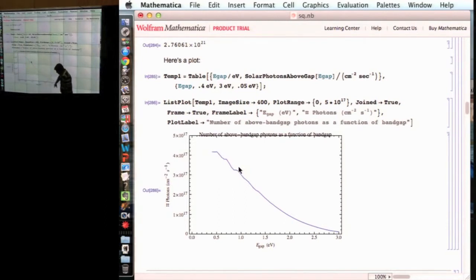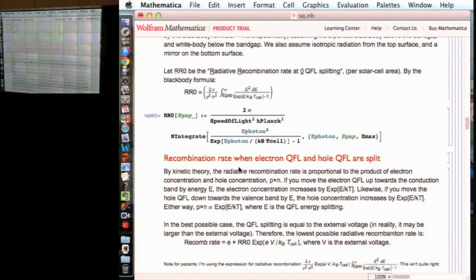As you see, as you increase your band gap, you're absorbing fewer and fewer photons. That is something that Dan pointed out as well. The number of photons absorbed is the first term that I need to calculate my current as a function of the band gap. Now I can calculate the recombination rate.